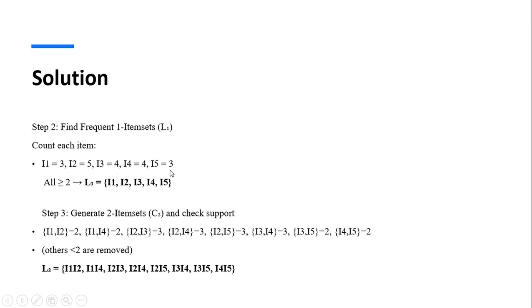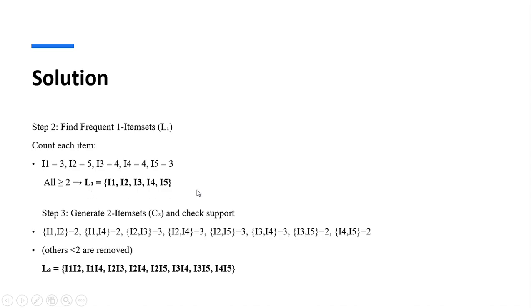We have minimum support as 2. So we have to check whether all items have support greater than or equal to 2 or not. That will become our first item set. So we have I1 with a support of 3, I2 with a support of 5, I3 equal to 4, I4 equal to 4, I5 equal to 3. That means all the items have a support count more than the minimum support count. If it is less, then we have to delete that item. But in our case, all five items have support greater than or equal to 2. So that's why L1 is equal to all 5 items.